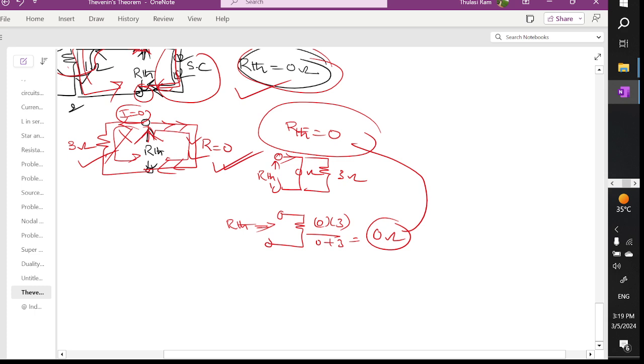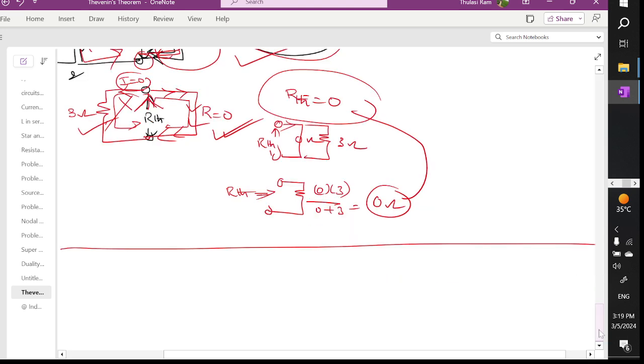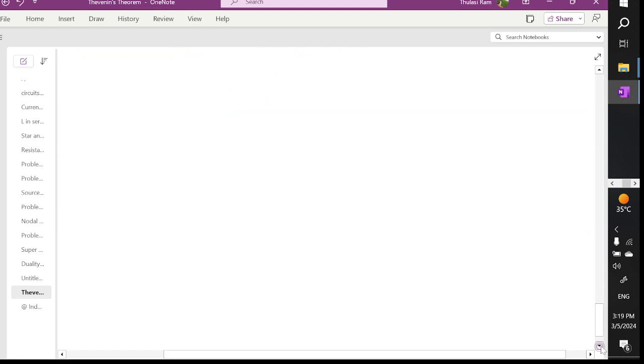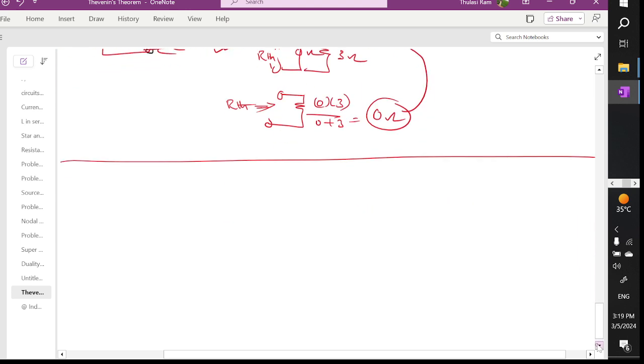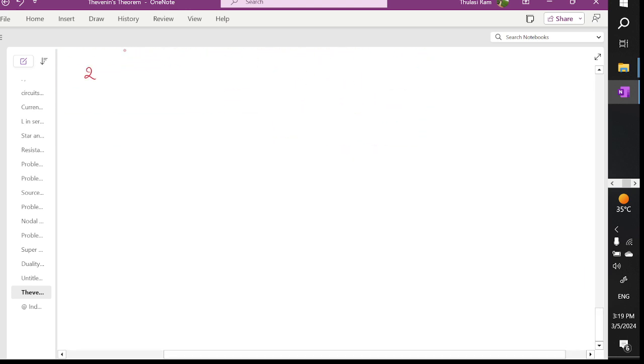Let us try to solve the second numerical in Thevenin's theorem. So, second problem. The problem given is: find the amount of load current across the 1 ohm resistor using Thevenin's theorem. Okay, so he is giving it like this.